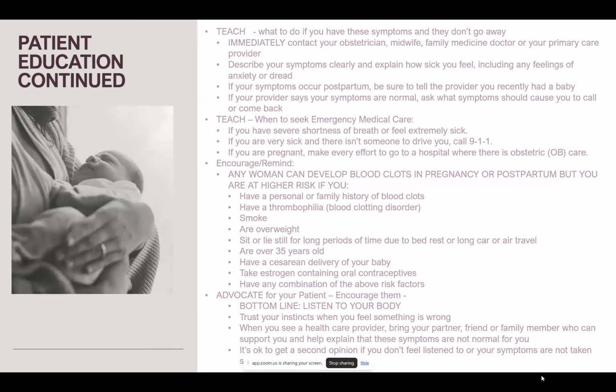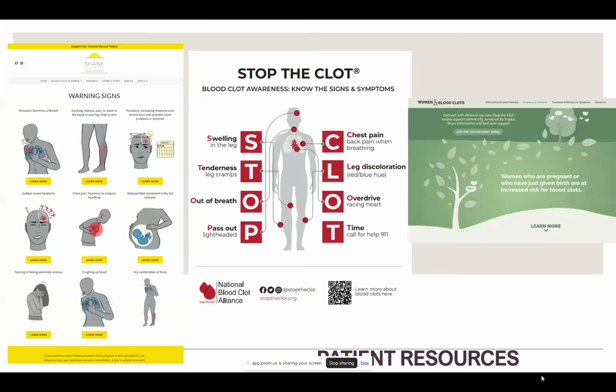So get that second opinion, and make sure that your patients understand that while we're all human, they need to make sure that they're telling us what they're feeling and what's going on. If that's the biggest takeaway, it's making sure your patients advocate for themselves. There's a few really great patient resources. One is the Shane Foundation, and it has really nice warning signs that are really specific to signs and symptoms related to VTE. I really thought this was a great website.